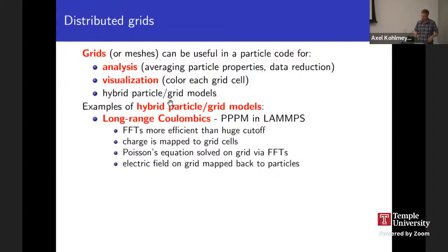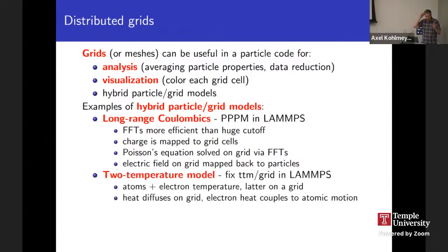The motivation for this is rather than defining a super long cutoff and trying to do everything pairwise in the pair style, it's much more efficient to let FFTs solve things on the grid in order to get the effect of these long range charges. So what happens is charge is mapped to the grid cells. Talk a little more about that later when we get to the FFT discussion. And Poisson's equation is then solved on the grid via FFTs. That's an efficient way to do it. Once you get back the electric field on the grid points, those fields need to be interpolated back to individual particles so that you can apply a force to each particle due to the long range Coulomb.